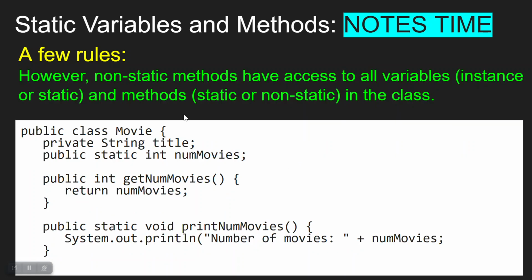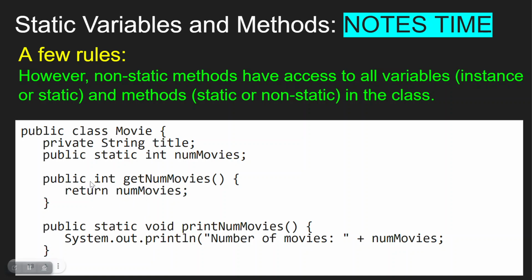And then finally, non-static methods have access to everything. Non-static methods can access all variables, including instance variables or static variables, as well as all methods, regardless of whether they are static or non-static. So here we've got the Movie class. I've got this kind of condensed. It just has one instance variable for the title, but then it's got one static variable for the number of movies. And then we have a non-static getNewMovies method right here.